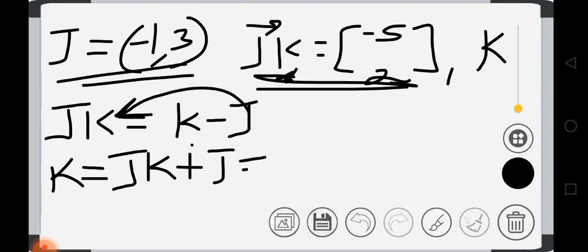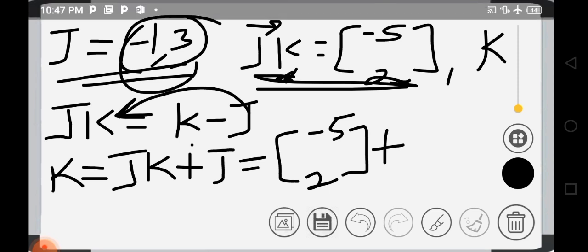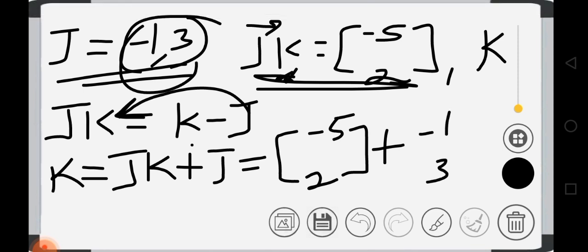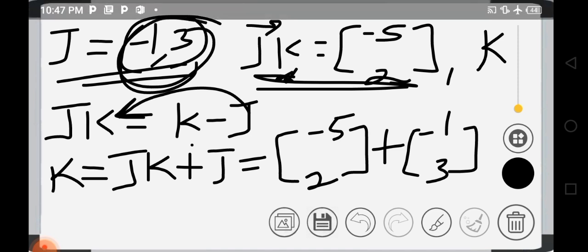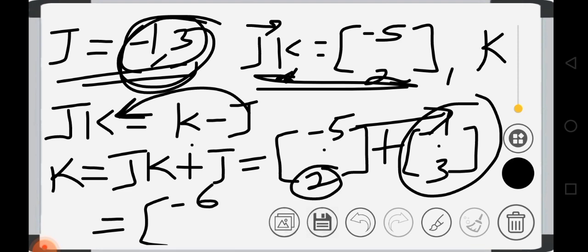So that will be equal to, what is jk? Minus 5, 2, plus, what is j? Look at j here. That is minus 1, 3. You can also write it this way. This one you are seeing here can also be written like this. I explained that in the last class we did. So just work this and this together. So we're going to have minus 5 minus 1, that is minus 6. 2 plus 3 gives us 5. So we are going to have minus 6, 5 as the value for k.